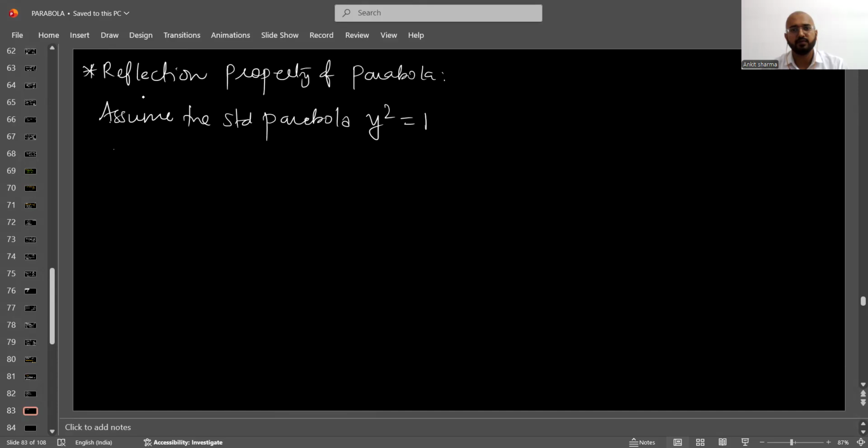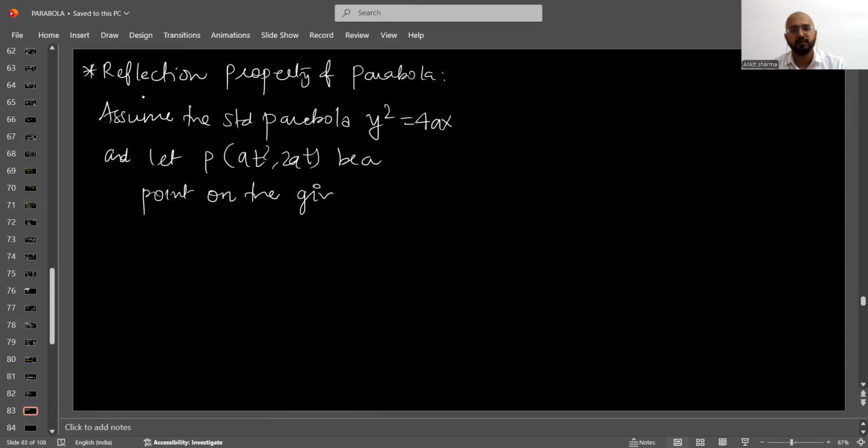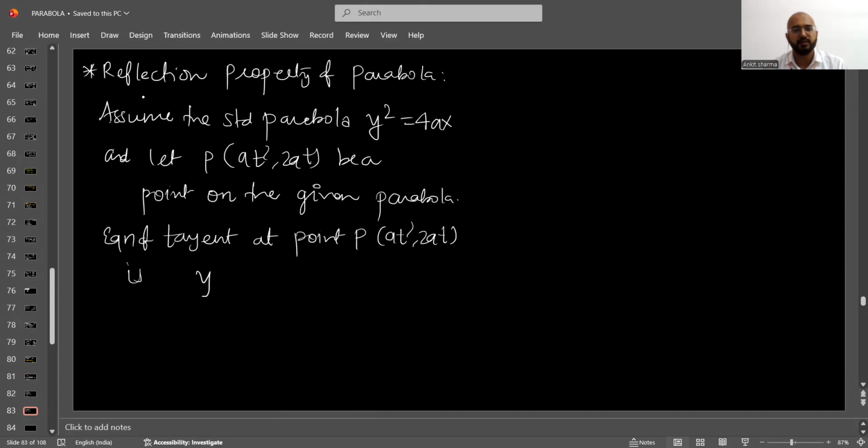So assume the standard parabola y square is equal to 4ax. And I'll assume the point P(at square, 2at) to be a point on the given parabola. Now, the equation of tangent we can get. The equation of tangent at point P(at square, 2at) is ty is equal to x plus at square.